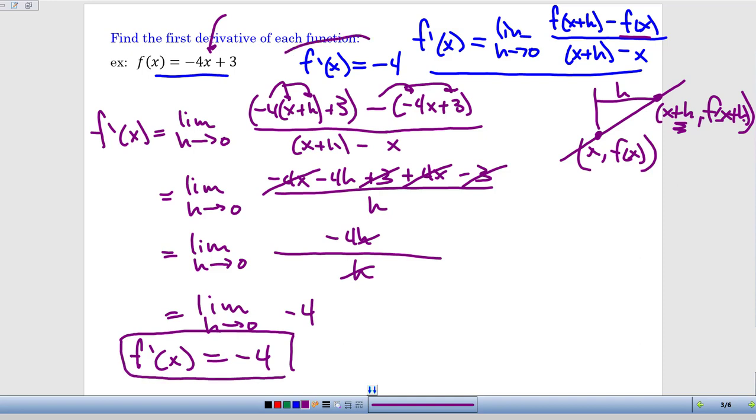And so this confirms what we predicted at the outset here, that for a linear function, the slope is going to be constant. So no matter what value of x we plug in, at that location, the slope of the line is going to be negative 4. And that's exactly what we got.